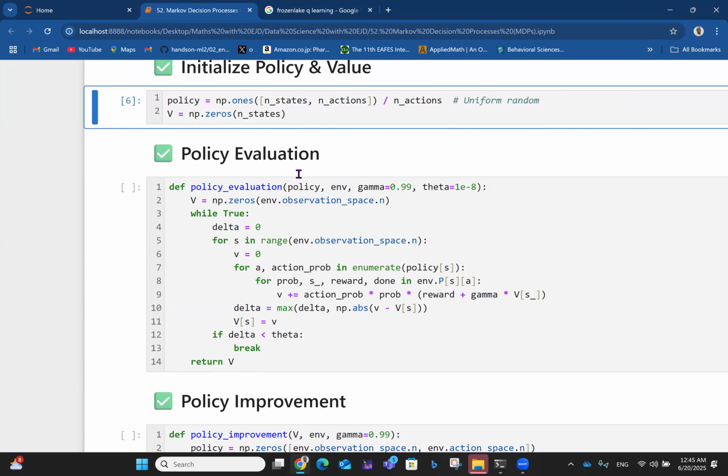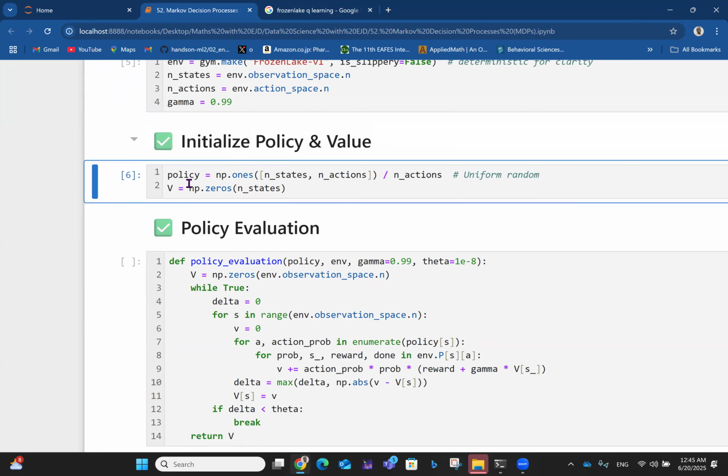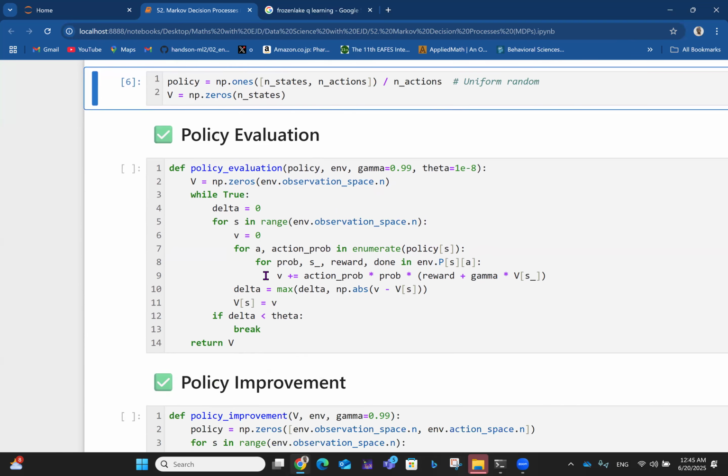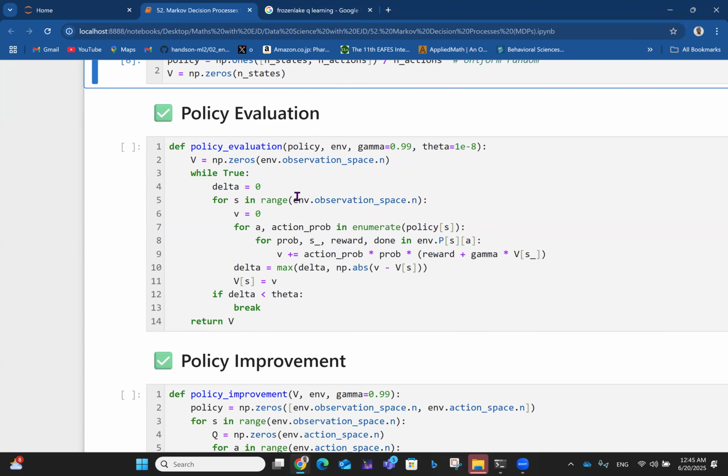And then we move on to the policy. Of course, this is the policy and this is the value now. Then we move on to the policy evaluation. Here we create a Python function. When you see def, you're creating a Python function. Def policy_evaluation takes these parameters: policy, environment, gamma 0.9, theta 1e-8. In short, these are fixed default values, except you state other ones later.